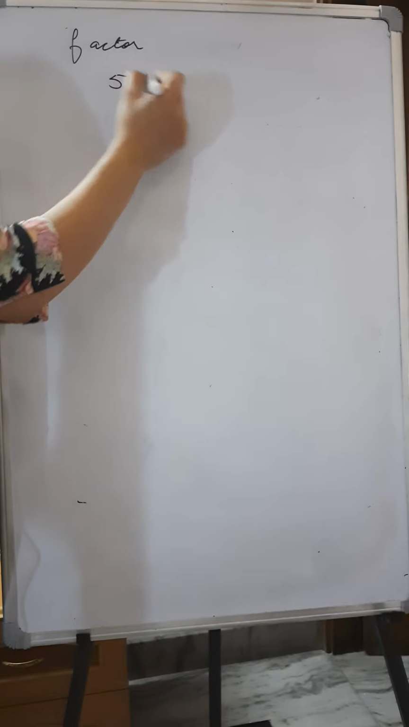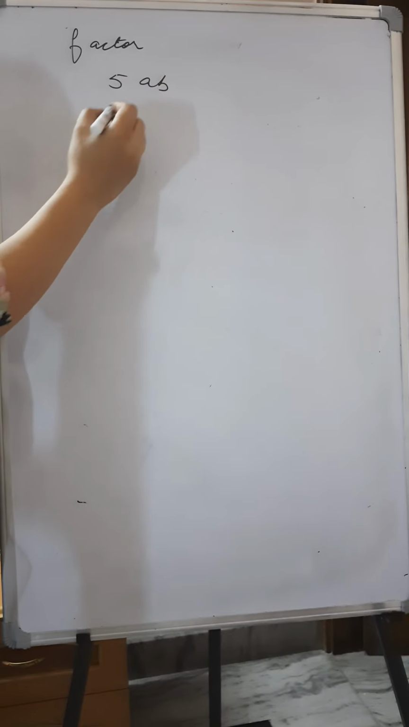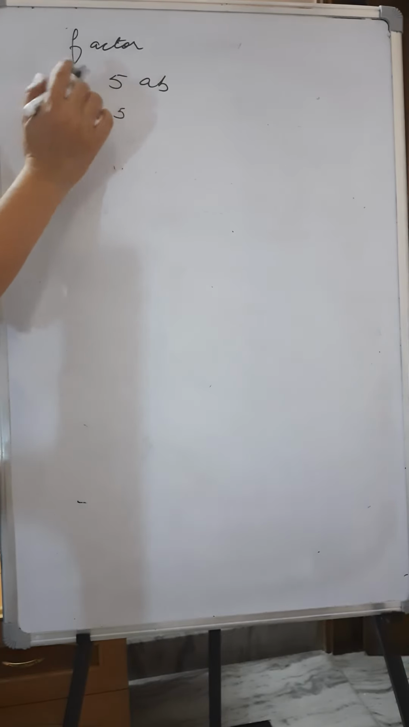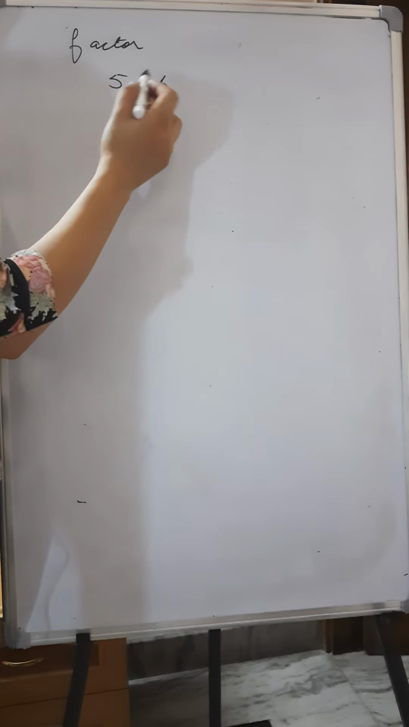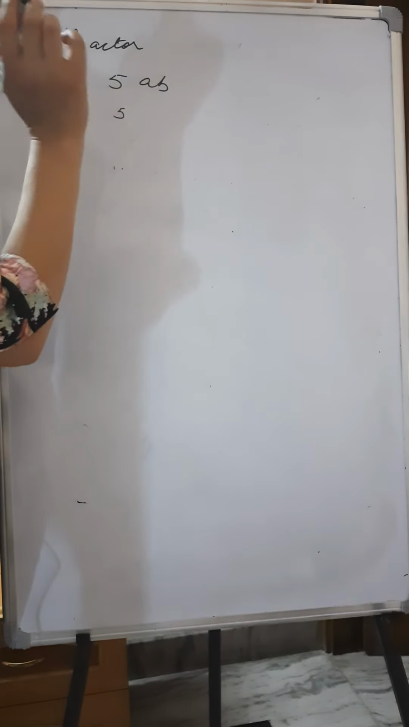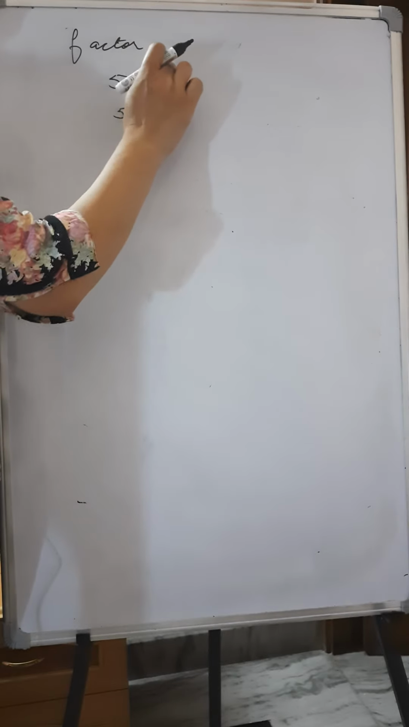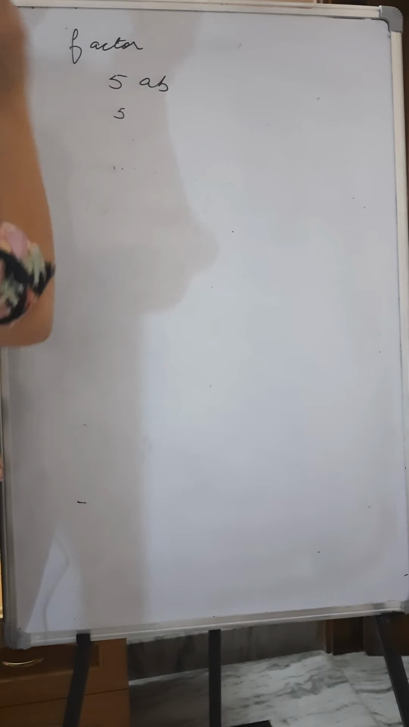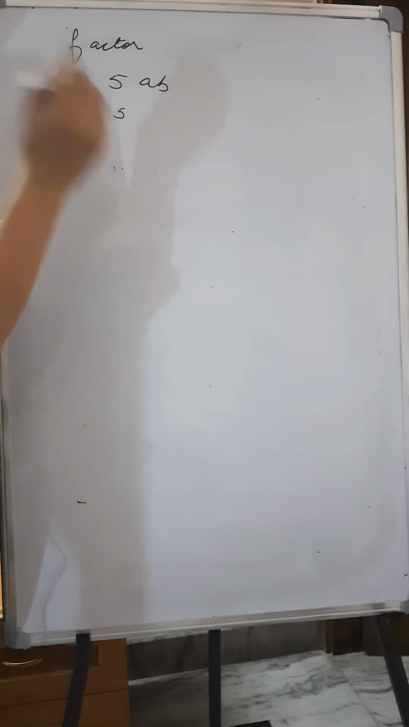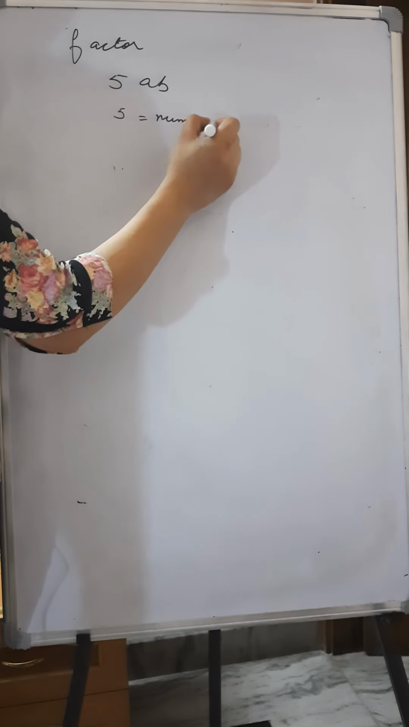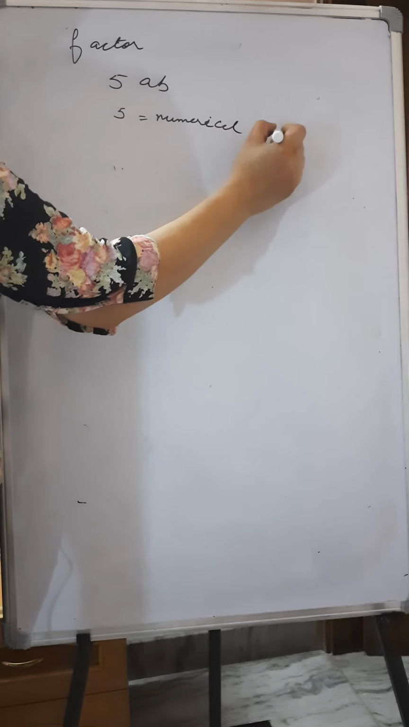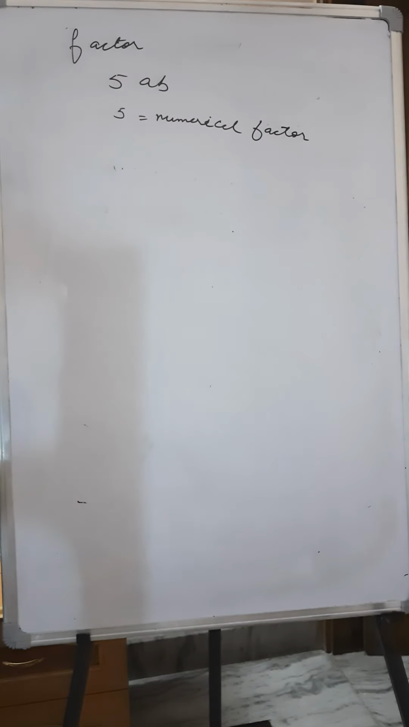5AB, right? This is the one term with positive sign. 5 is the numerical coefficient, and A and B are the variables with the power 1 and 1. No power given means 1 and 1. 5 is the numerical coefficient, and 5 is also called the numerical factor.